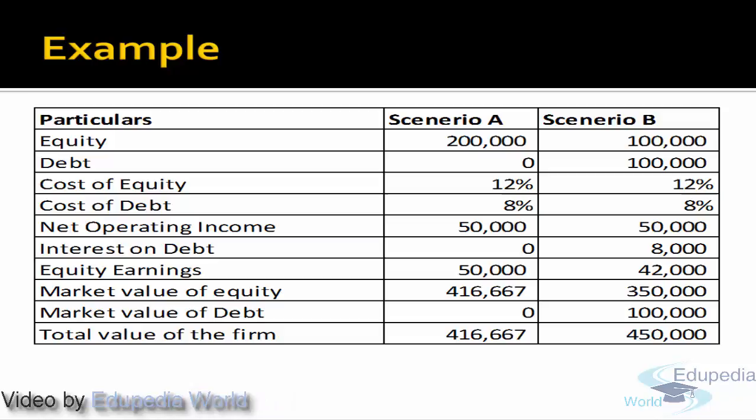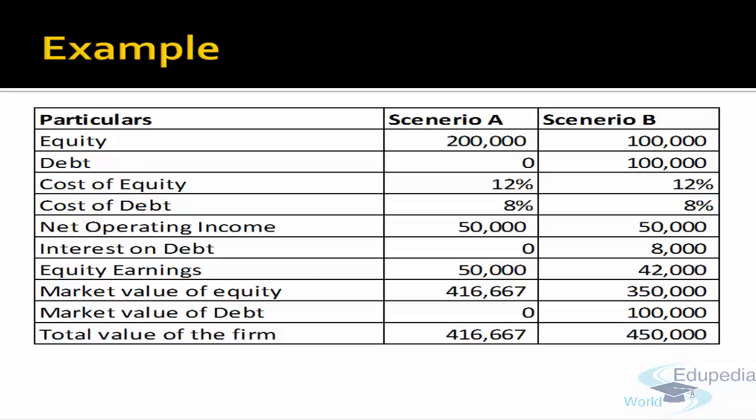You can see that based on these calculations, the equity earnings would be 50,000 in scenario 1 and 42,000 in scenario 2. As the return on equity is 12%, we could say that the profit is 12%, because all the earnings are distributed to the equity shareholders. So the return on earnings is equal to the return on the profit, you can say the ROE of the company. So the market value in scenario 1 would be 50,000 by 12%, which is 4,16,667.